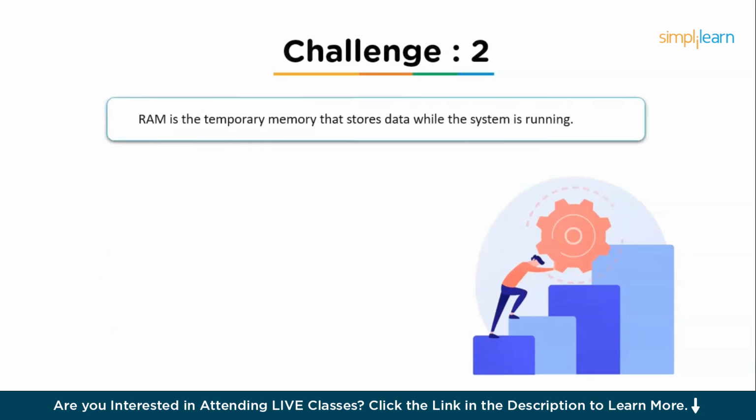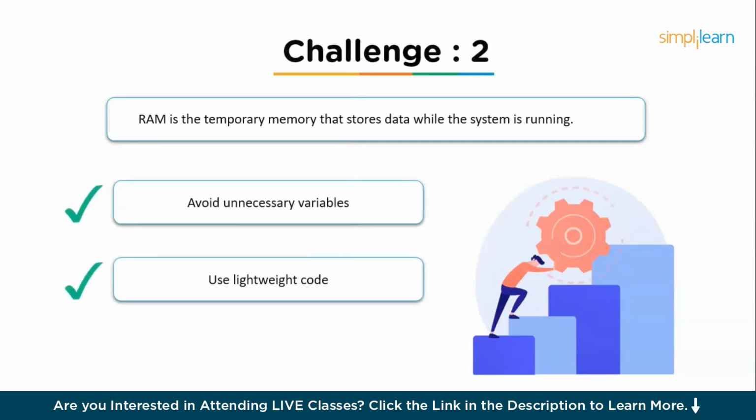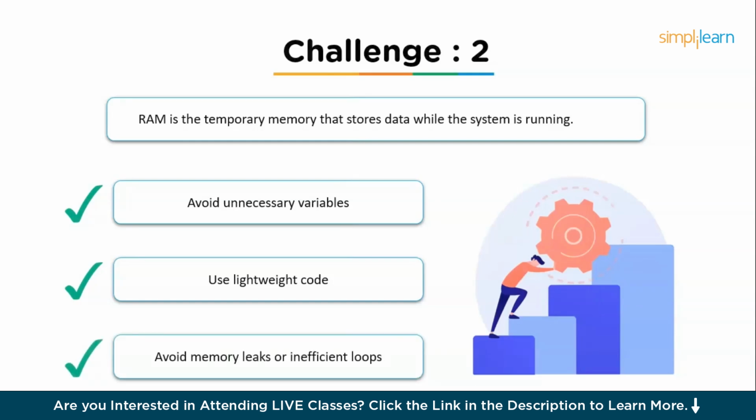Then we have the second challenge, that is limited RAM memory. RAM is a temporary memory that stores data while the system is running. In embedded systems, RAM is extremely limited, sometimes just 2 kilobytes or 8 kilobytes. Compare that to your phone, which may have 8 GB of RAM, a million times more. With so little memory, developers must avoid unnecessary variables, use lightweight code, and avoid memory leaks or inefficient loops. One small error in RAM usage can crash the entire system. So memory management is a key skill in embedded programming.